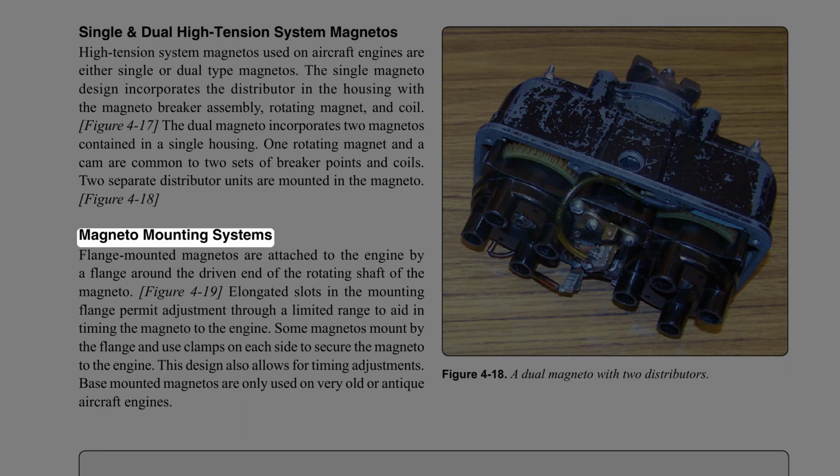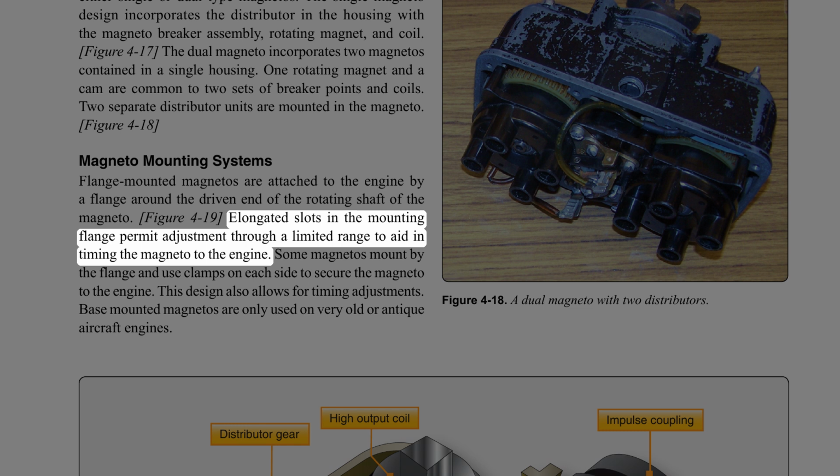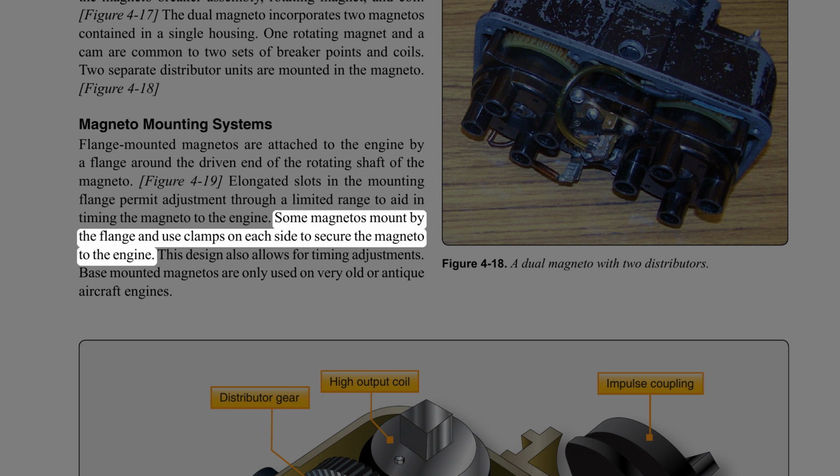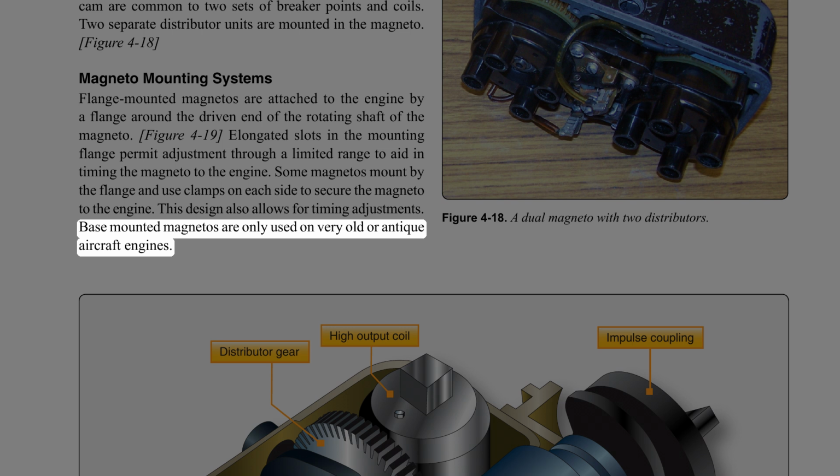Magneto mounting systems. Flange-mounted magnetos are attached to the engine by a flange around the driven end of the rotating shaft of the magneto. Elongated slots in the mounting flange permit adjustment through a limited range to aid in timing the magneto to the engine. Some magnetos mount by the flange and use clamps on each side to secure the magneto to the engine. This design also allows for timing adjustments. Base-mounted magnetos are only used on very old or antique aircraft engines.